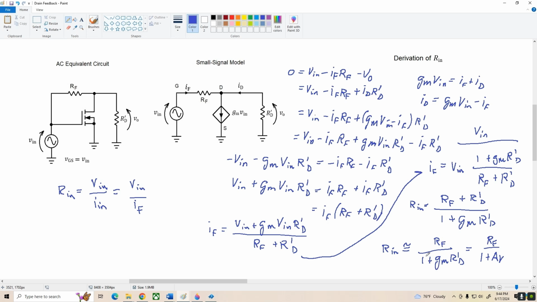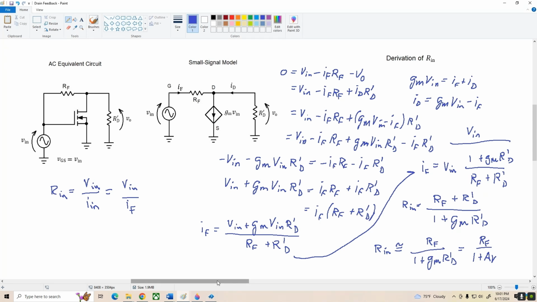And this is the approximation that is very often used in all the textbooks. And note that the input resistance is lower than RF because this denominator can be, you know, 10, 20, 30 or more. So RF generally has to be large to keep our input resistance large.